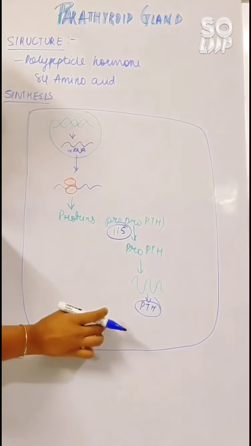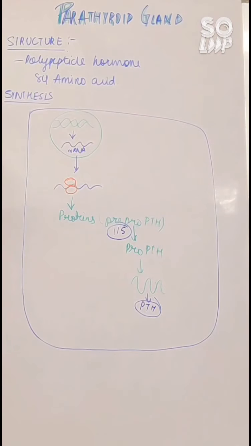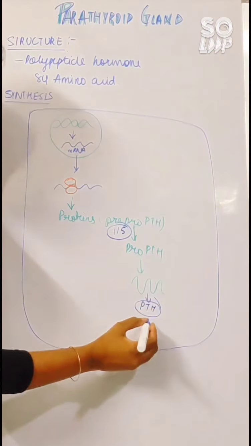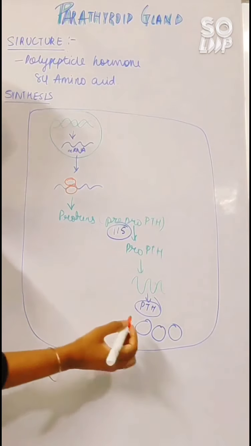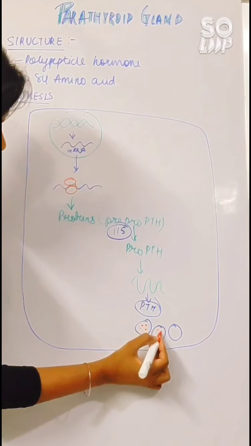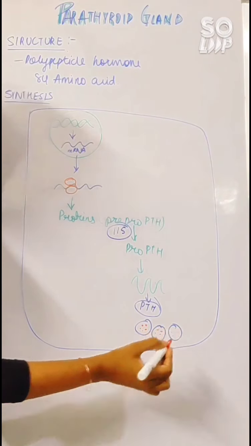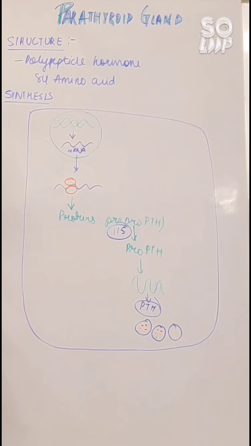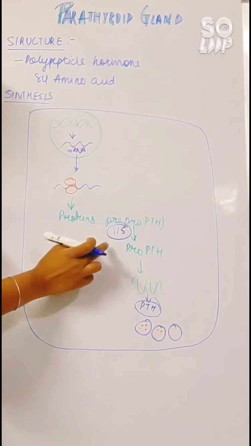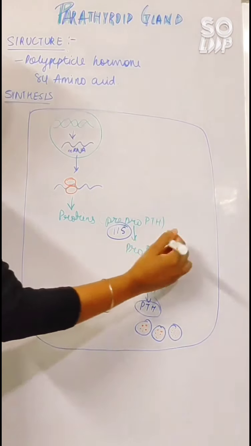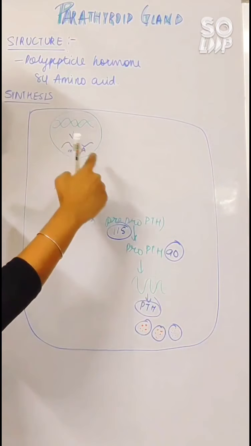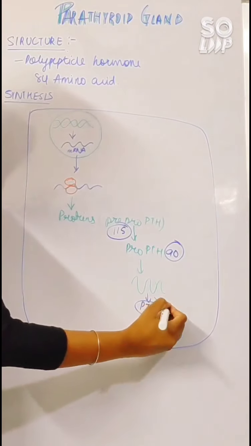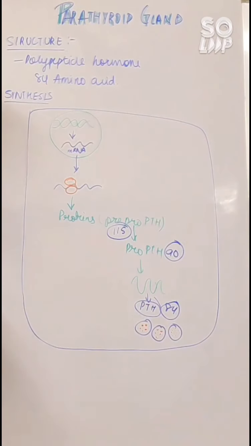We studied that the Golgi apparatus secretes vesicles. These vesicles will contain parathyroid hormone or parathormone. I forgot to mention: pre-pro-parathyroid hormone has 115 amino acids. This reduces to 90 amino acids, and then, as I told you, 84 amino acids.